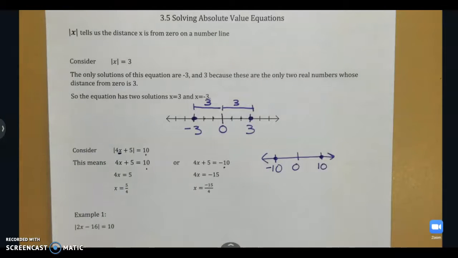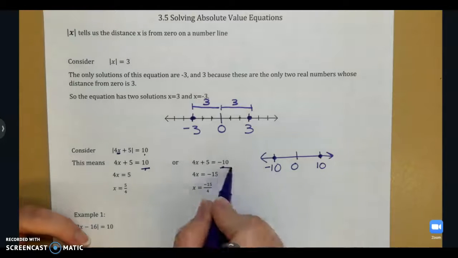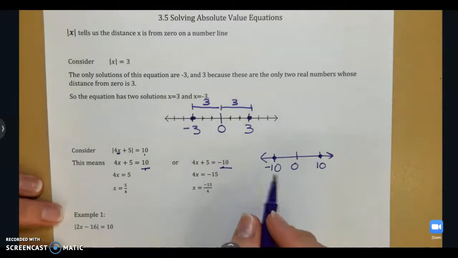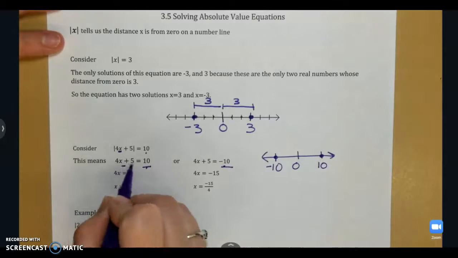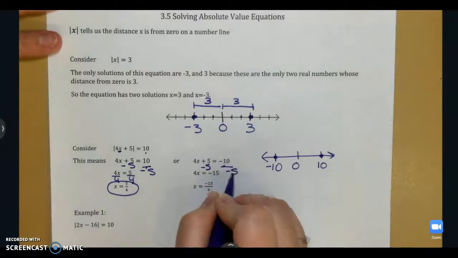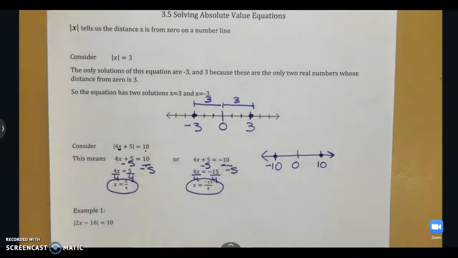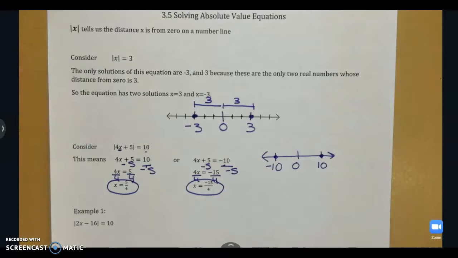So we set what's inside our absolute value, in this case 4x plus 5, equal to what would give me positive 10 and negative 10, because both 10 and negative 10 are a distance of 10 away from 0. So this is just then a two-step equation. We get 4x equals 5, divide by 4, so x is 5 over 4, or, again, two-step equation, subtract and divide, we get negative 15 over 4. So those are the 2 possible values for x to satisfy this equation.